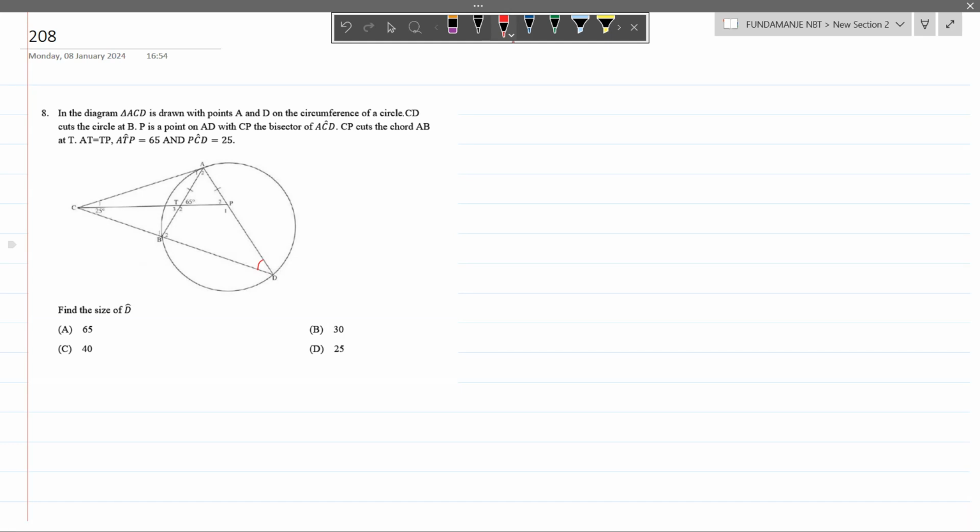So what we can do is try to find as many angles as we can. Here we're given 65 and we're given the angle 25. From 65 I can say that T3 is equal to 65 degrees. This is because of vertically opposite angles.